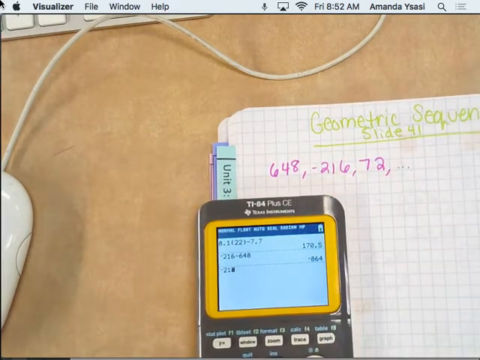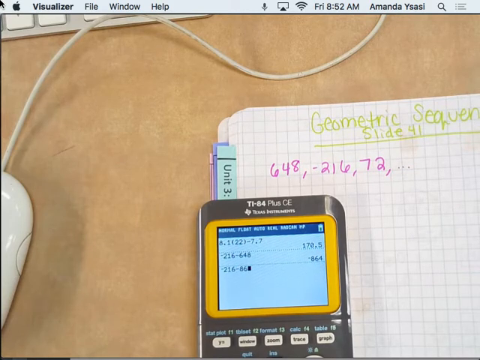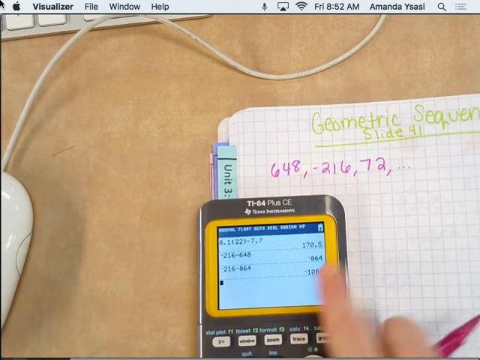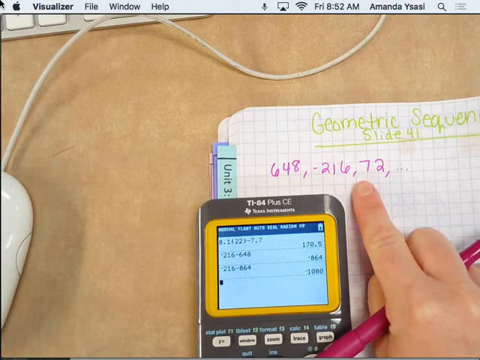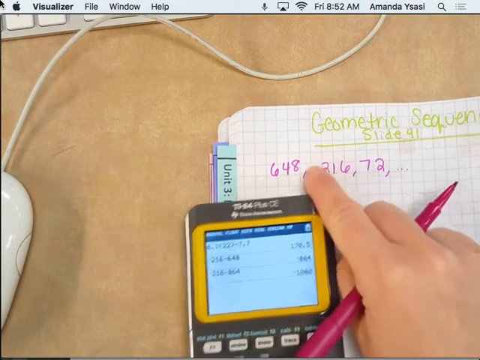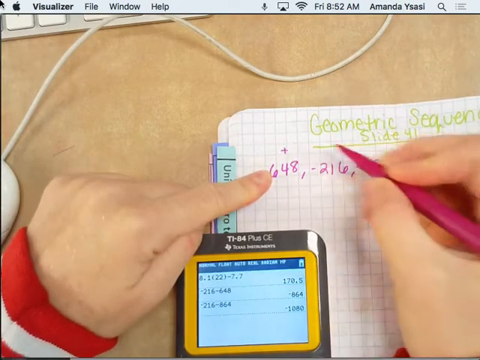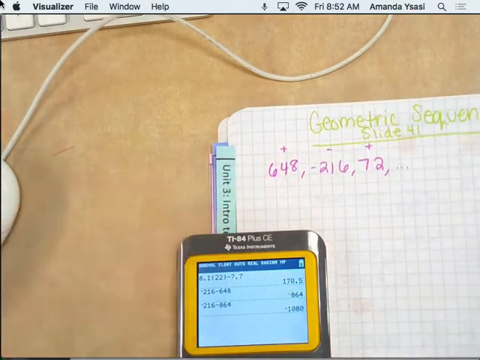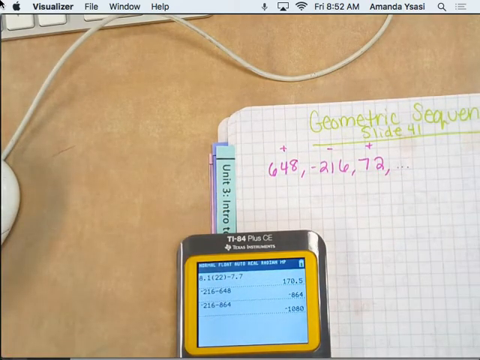If it was arithmetic, the next one would be -1080. And also look, see how this one's positive, this one's negative, this one's positive? That's also another clue that it could be geometric.